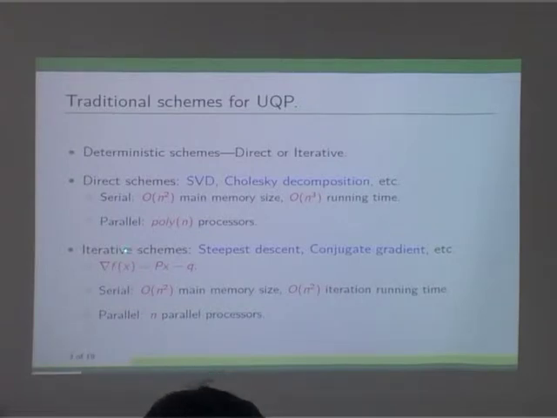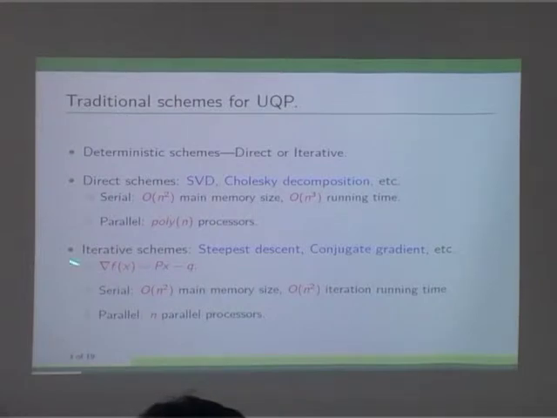If you actually look up the literature, you will find parallel schemes, but you will require polynomial in n processes. Again, when n is large, you want a really large number of processes. So the other option is going for an iterative scheme. Some popular classical schemes are steepest descent, conjugate gradient, etc.